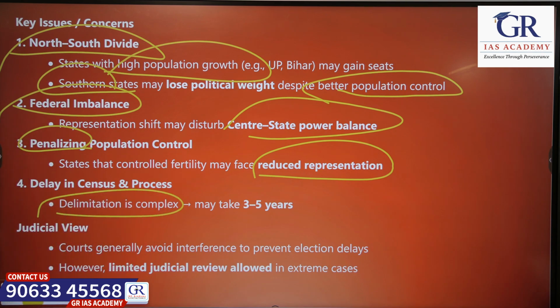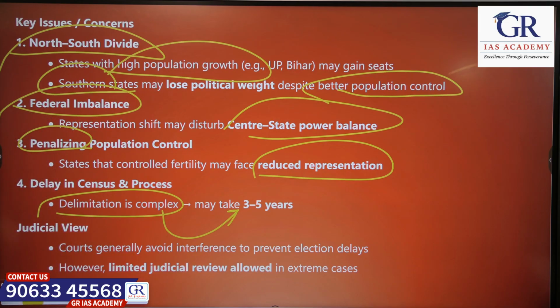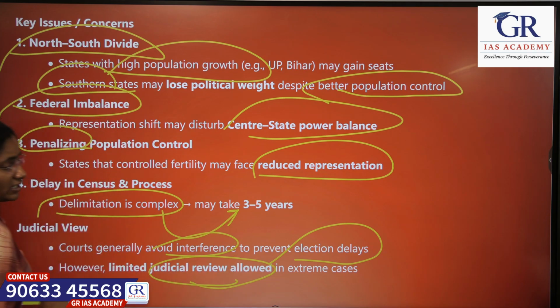Delimitation is a complex process which usually may take 3 to 5 years, and courts avoid interference to prevent election delays. However, judicial review is limited and will be allowed only in extreme cases.